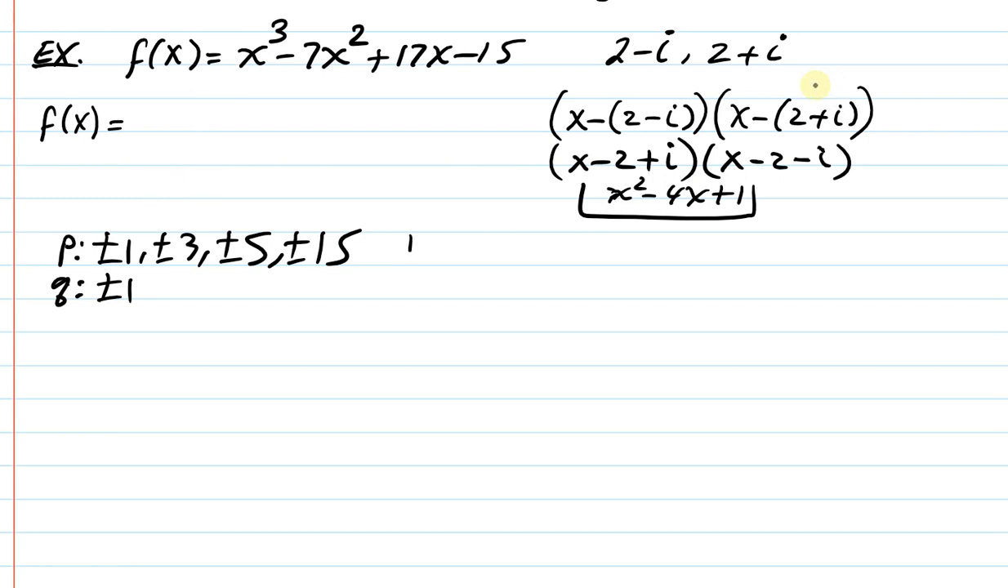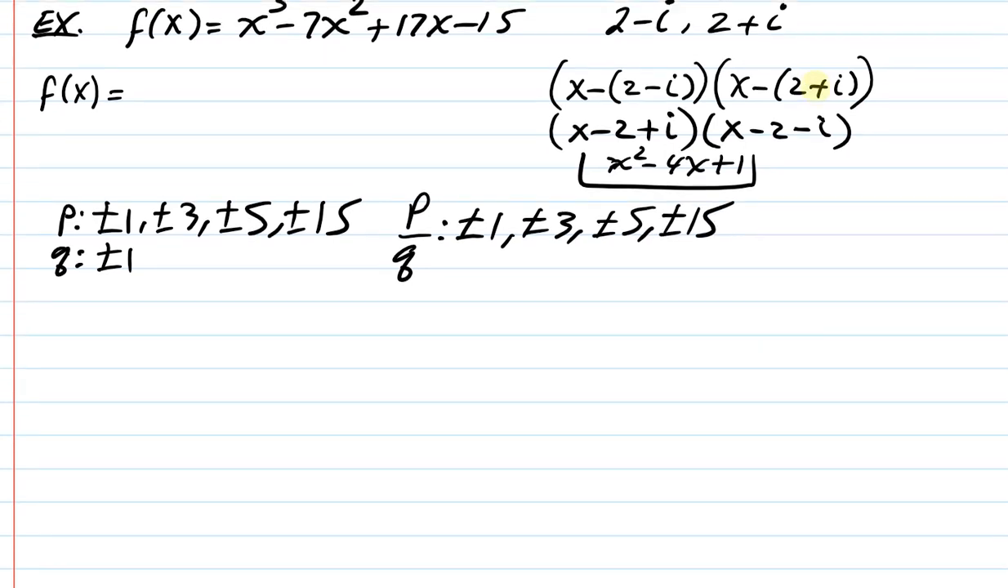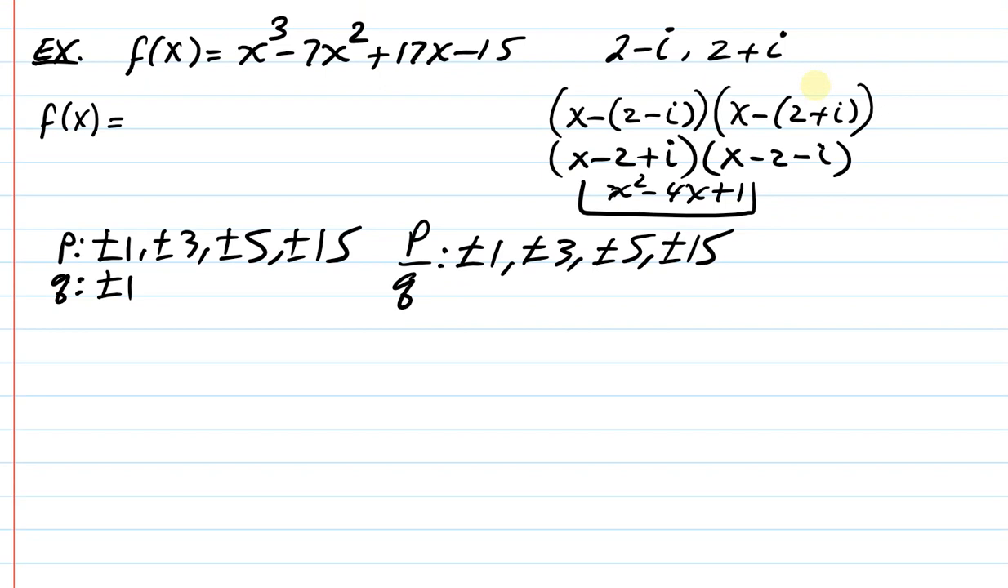So P over Q, therefore, is going to be, we divide every one of these by 1, you get all of them back the way they were. So I get plus minus 1, plus minus 3, plus minus 5, plus minus 15. Okay, so remember, trial and error. I'm going to guess 3. You can try 1, -1, 3, -3. I'm going to go with 3. Do a synthetic division of the polynomial by 3. And let's see what happens.